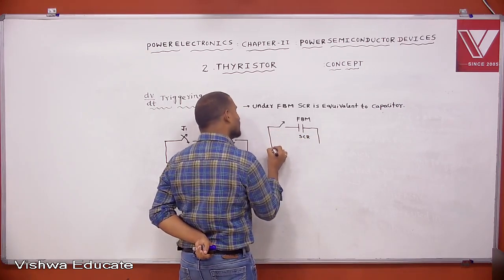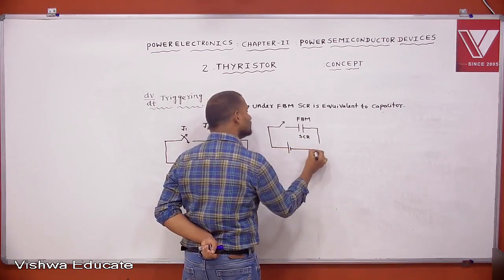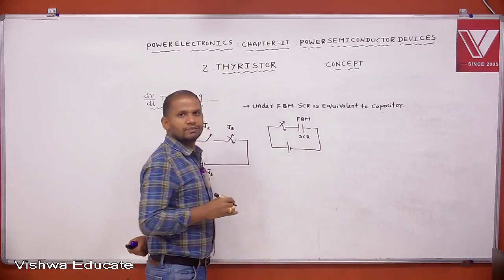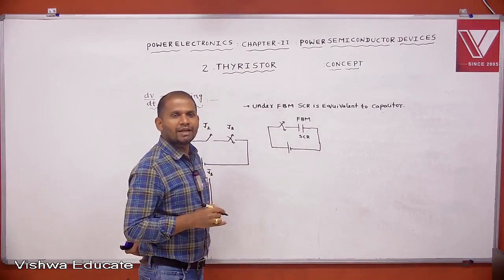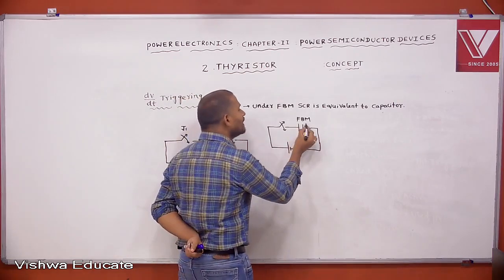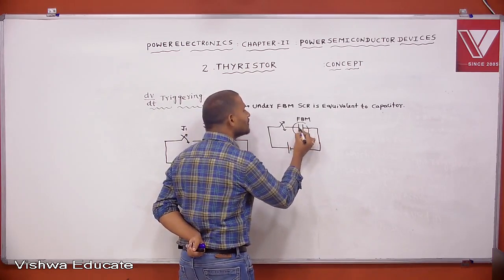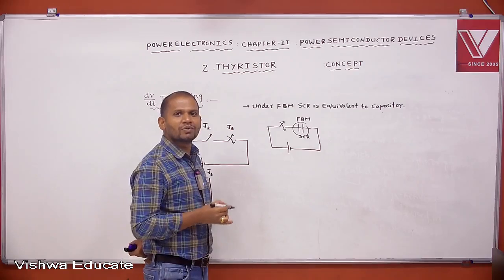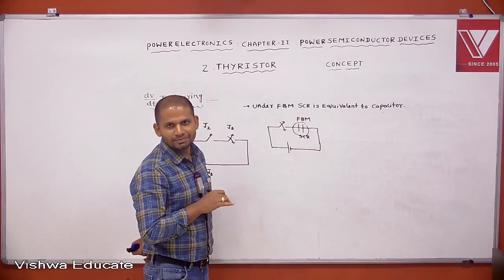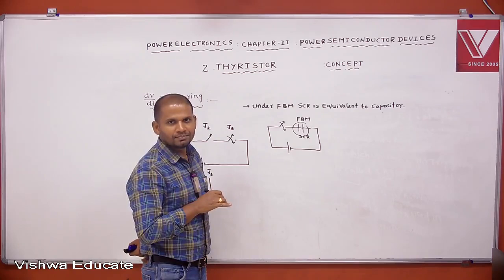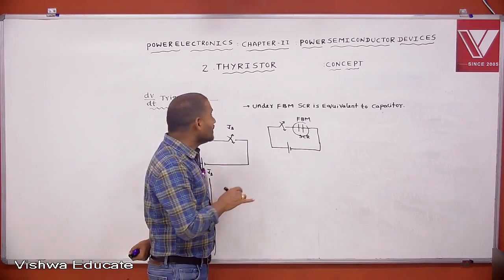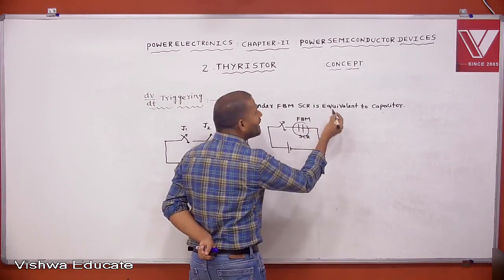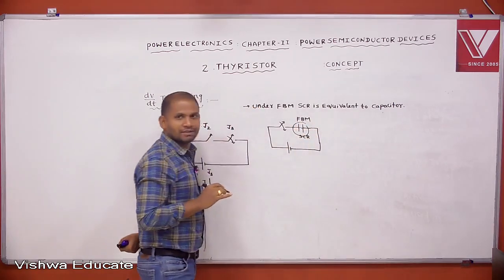Then we are applying the forward voltage. If suddenly the switch is closed, suddenly the capacitor acts as a short circuit. When suddenly the capacitor acts as a short circuit, it starts the conduction. Yes, that's the reason why. That means under forward blocking mode, SCR is equivalent to a capacitor.